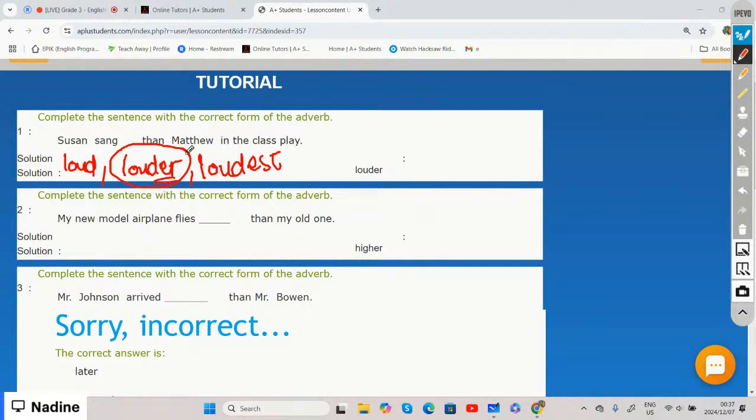So well done. My new model airplane flies. Do we say it flies high? Then the old one, do we say it flies higher or highest?